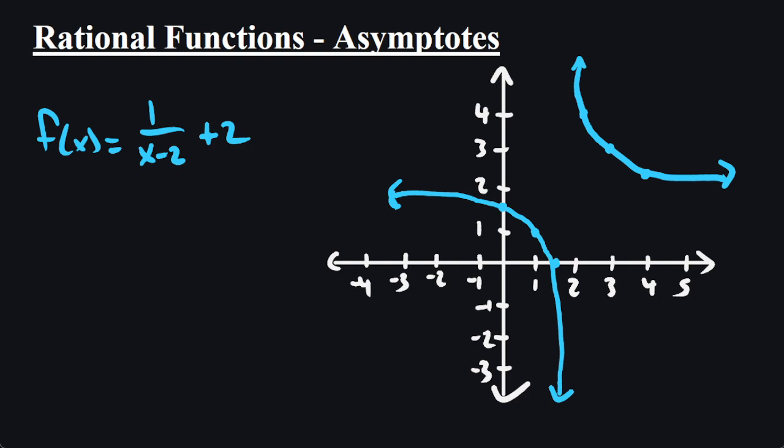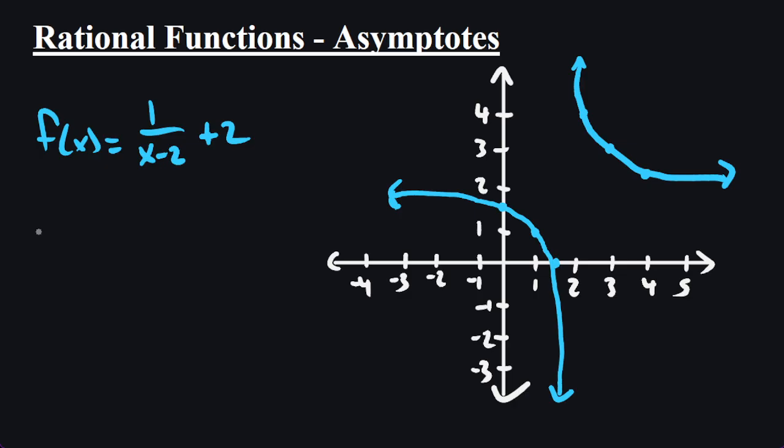Hey everyone, in this video we'll learn all about how to find the asymptote of any rational function. As you can see right here, we have this rational function, f of x equals 1 over x minus 2 plus 2. We have it graphed right here. So first, let's talk about the end behavior of this rational function.